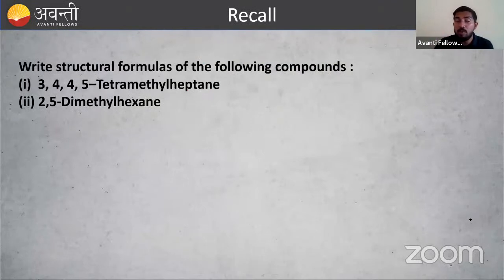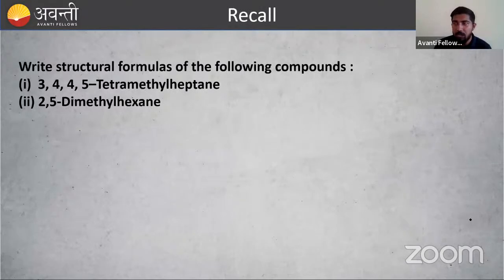So this is based on our IUPAC nomenclature. Write the structural formulas of the following compounds. How to write it? I will give you 30 seconds. You have to write the formula. No need to write CH2, CH3, CH2, double bond, single bond like that. You have to just draw the zigzag lines. We have studied that notation also. Okay, you can do it.